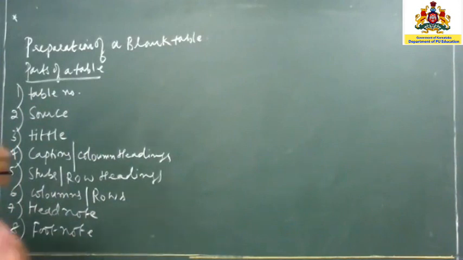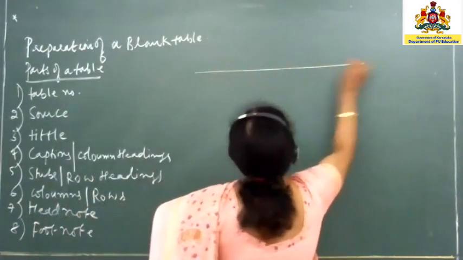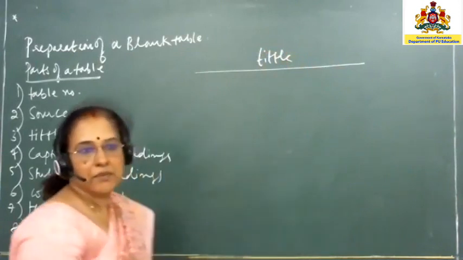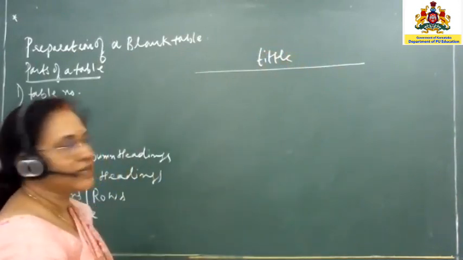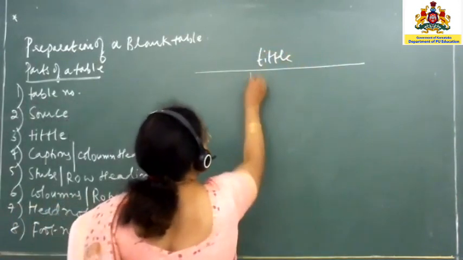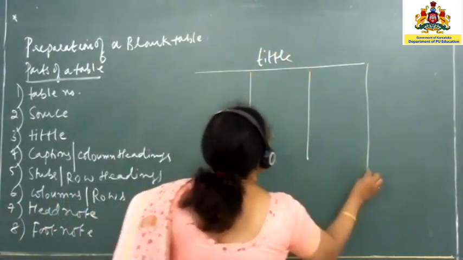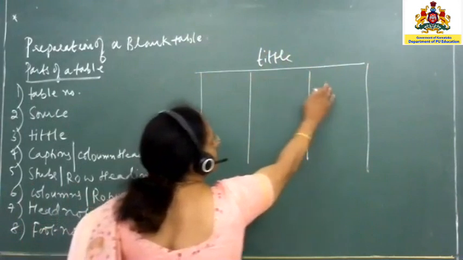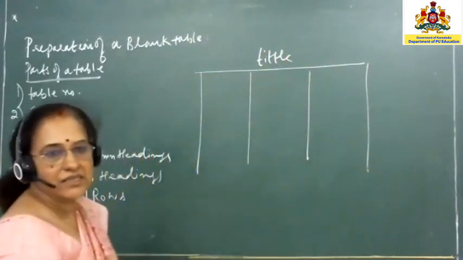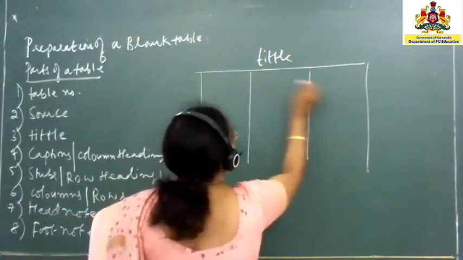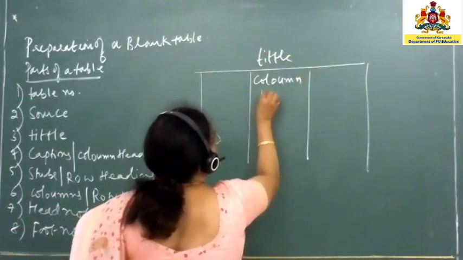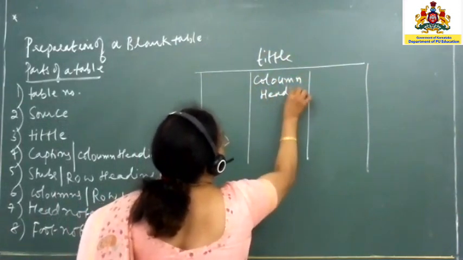Now, first and foremost thing is you will be writing the title. So what does the table represent? There should be a suitable title. Next you have, these are the columns. Okay. So vertical are columns. Here you will be writing, like the previous one where I wrote arts, commerce, science, like that you will be writing the headings. So this is your column headings. In other words, you call it captions.